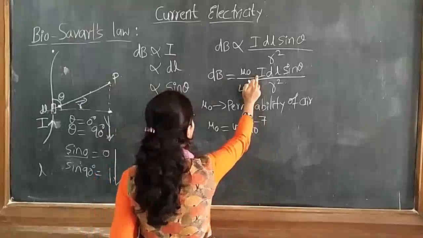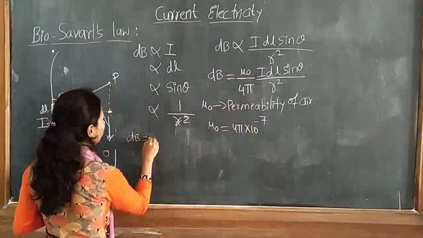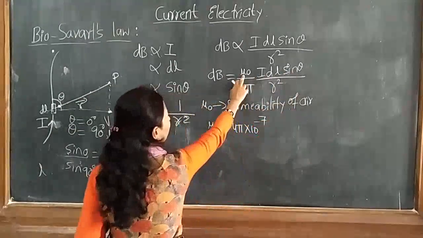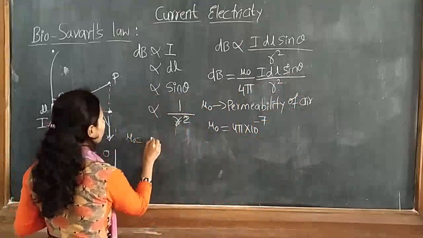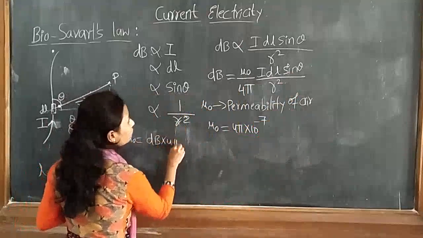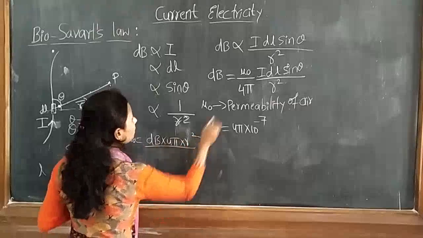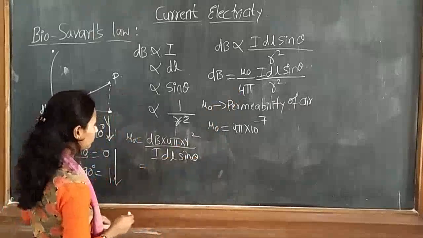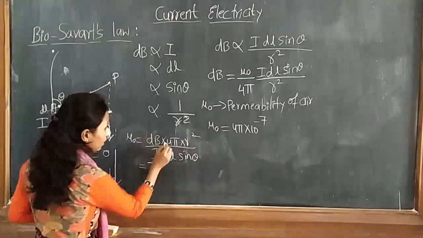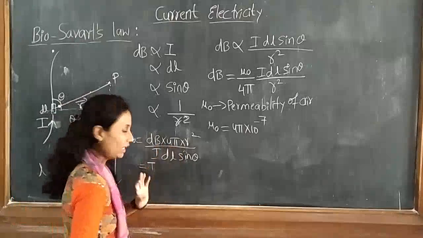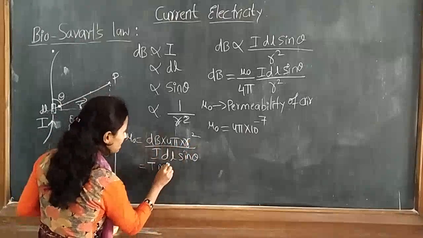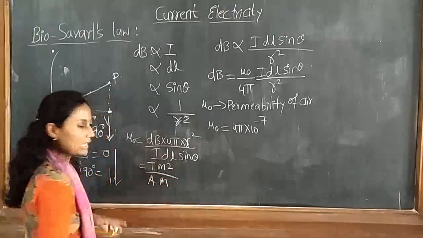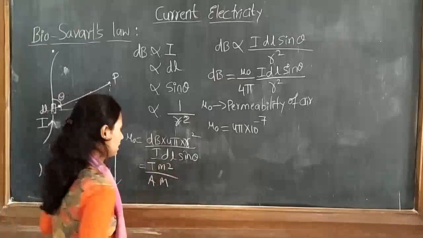So we will go to this equation. As the equation is dB is equal to mu naught by 4 pi I dl sin theta divided by r square, we want to find the mu naught equation. So mu naught is equal to dB into 4 pi into r square divided by I dl sin theta, isn't it? So what are the units here? dB, as I said, is Tesla, into 4 pi, a numerical value, so no unit, and r square, meaning meter square, divided by I which will be ampere, dl length, again measured in meter, into sin theta, an angle, so let it be.